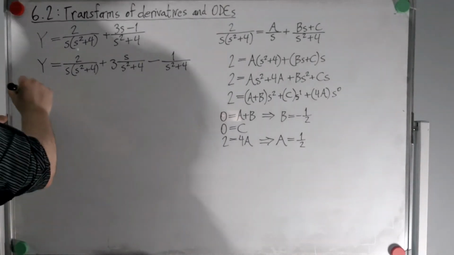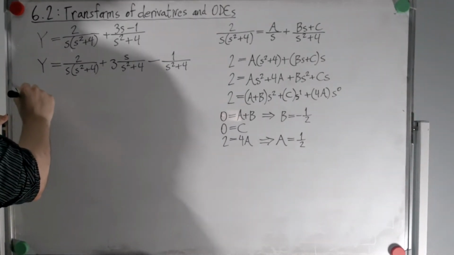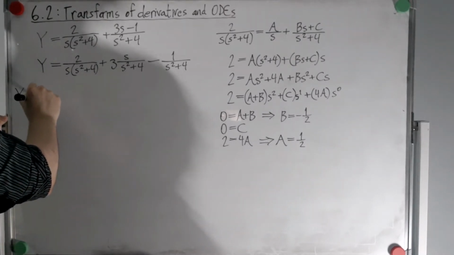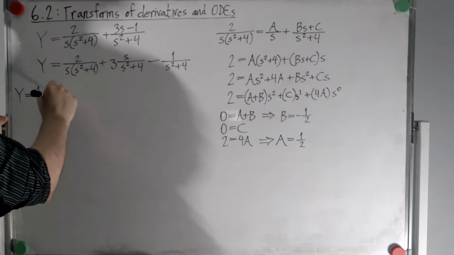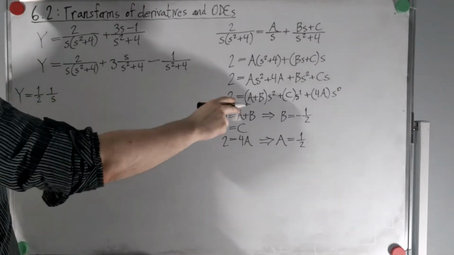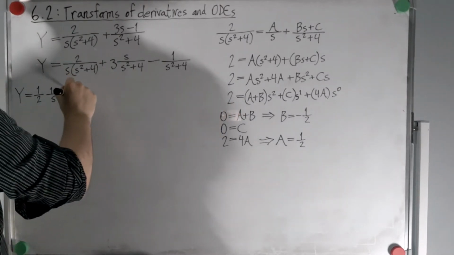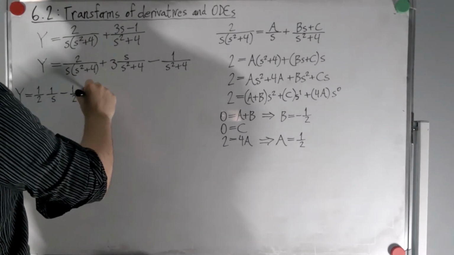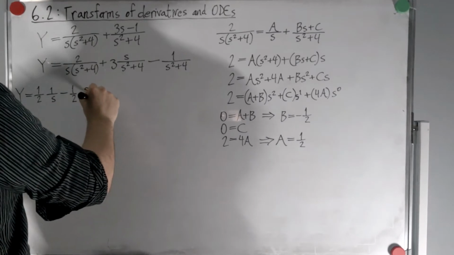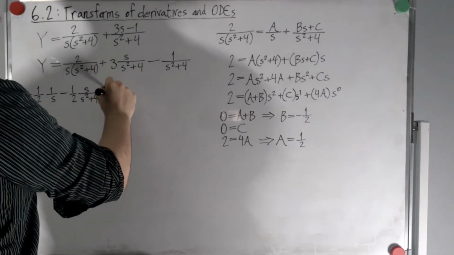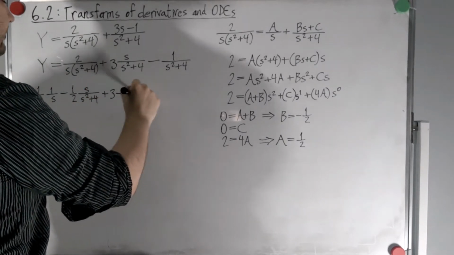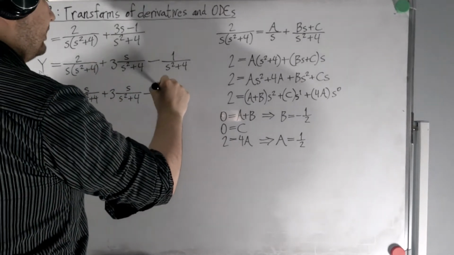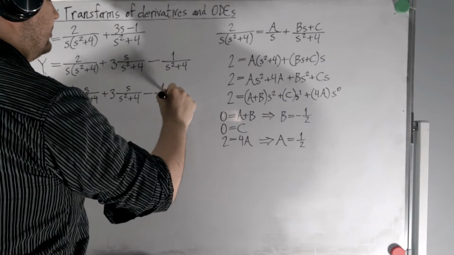So what we get here is y equals 1/2 of 1 over s, minus 1/2 of s over s squared plus 4, plus 3s over s squared plus 4, minus 1 over s squared plus 4.